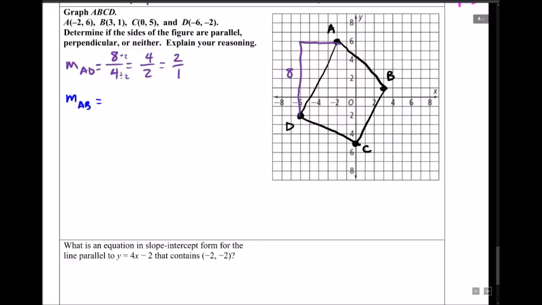Now we need to rise and then run. I always work left to right. So I'm going to rise down and run over. 1, 2, 3, 4, 5. I went 5 down. That is a negative 5 rise. And 1, 2, 3, 4, 5. Positive 5 run. So that's a negative 1 over 1. All right, let's just change color. Let's do B to C.